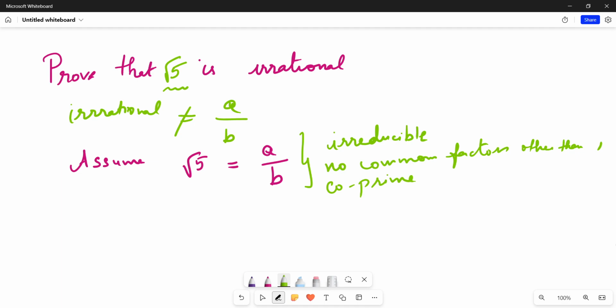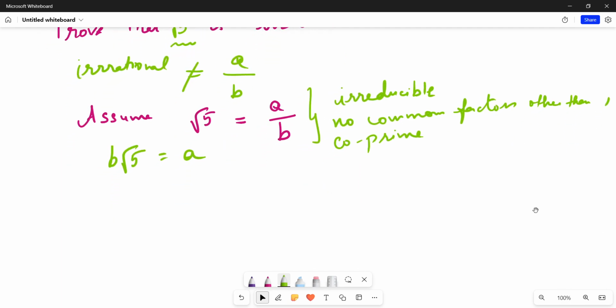So now let's do some manipulation of this equation which is given to us, root 5 equal to a by b, and see where it leads us. Multiplying both sides by b, we get b root 5 is equal to a. Now, in order to do the manipulation, we need to square and eliminate this root 5 because root 5 is quite difficult to handle. So, let us square both sides. b root 5 the whole squared is equal to a squared, which is 5b squared is equal to a squared.